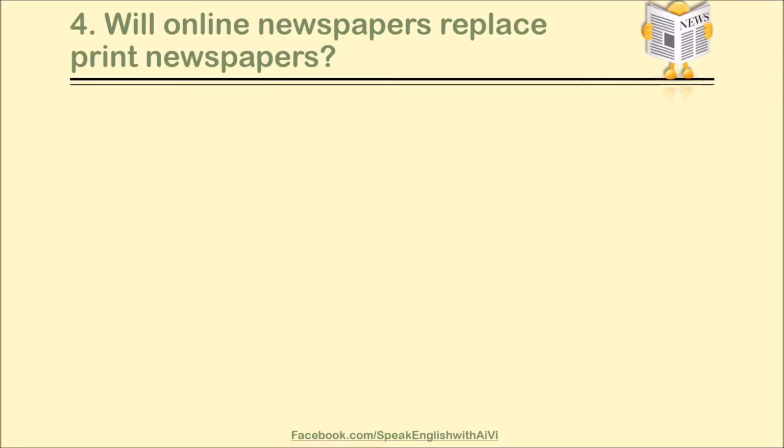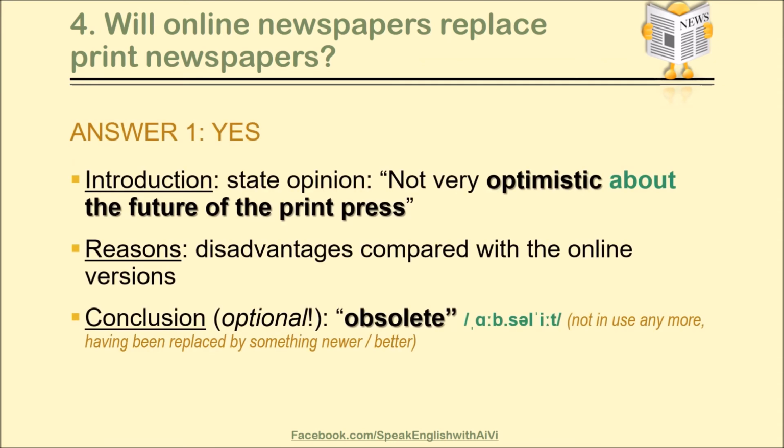I will answer this question in two different ways to show you examples. First, I will say yes. So I will begin by stating my opinion very clearly, but I'm not going to say, yeah, online newspapers will replace print newspapers. I'm not going to repeat the question because that's not going to give me any score. So the first thing I will try to do is to rephrase some keywords or rephrase the question. And then I will continue by giving reasons for my opinion. Finally, if I have time, this is optional, I will make a conclusion. I mean, restating my opinion in a different way.